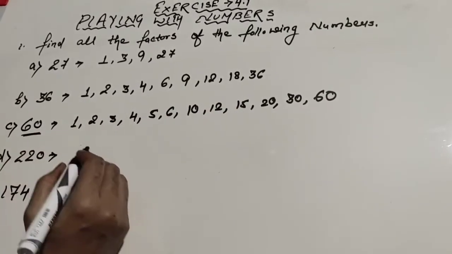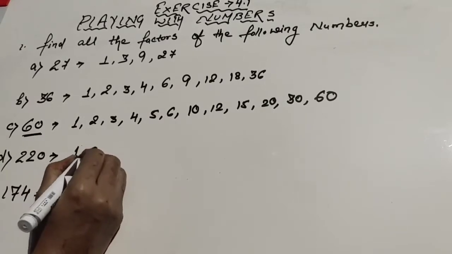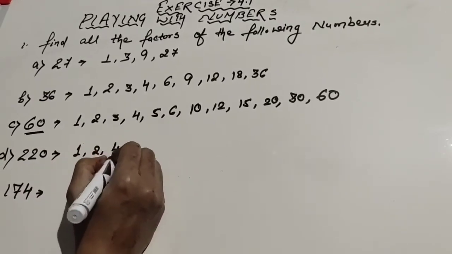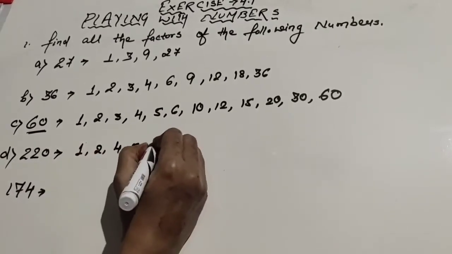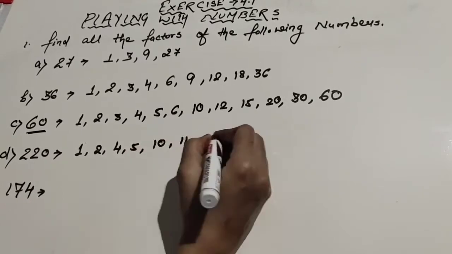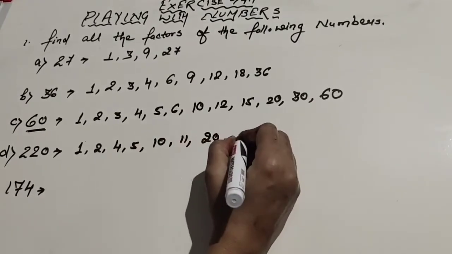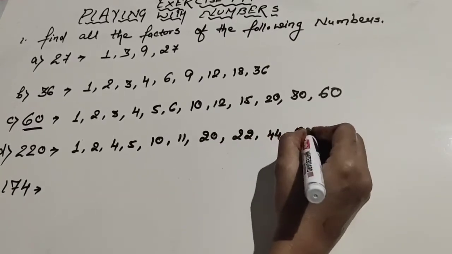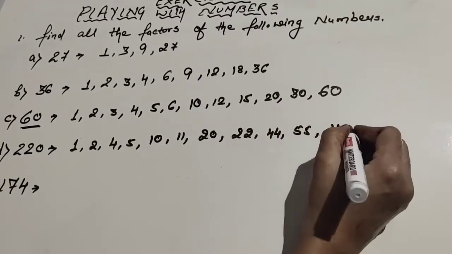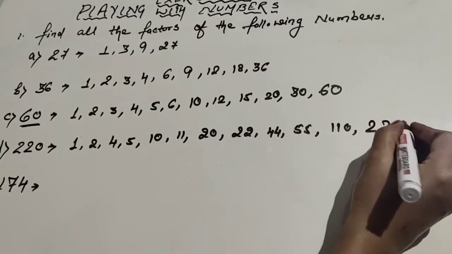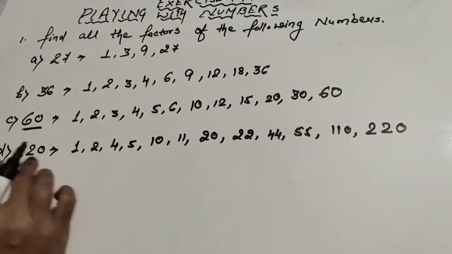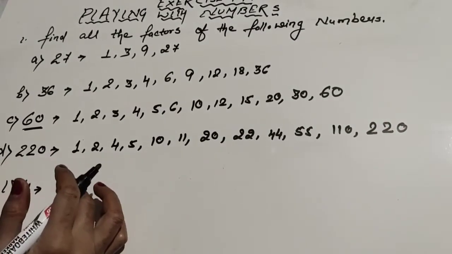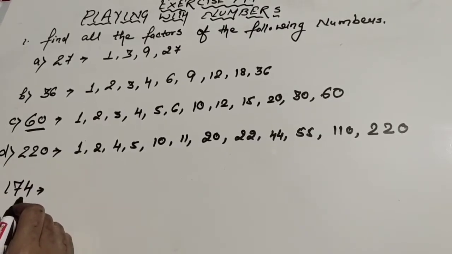Same for 220. So 1, 2, 4, 5, 10, 11, 20, 22, 44, 55, 110 and the last is 220. These are the factors of 220. Now the last question, E, number 174.